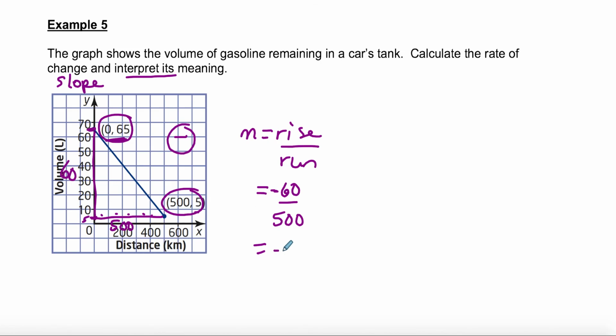If we reduce that, we could get negative 3 over 25, but I still think, because this one is a rate that we're looking at, a rate of change, we could also say it's 0.12 in this case, just because we have to interpret what this means. So this gas tank is losing gas at a rate of, so it's losing gas, there's the negative sign, at a rate of 0.12 liters per kilometer.